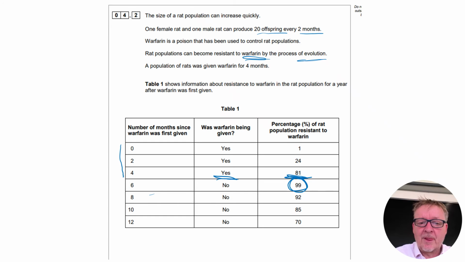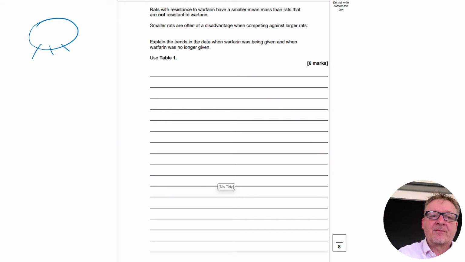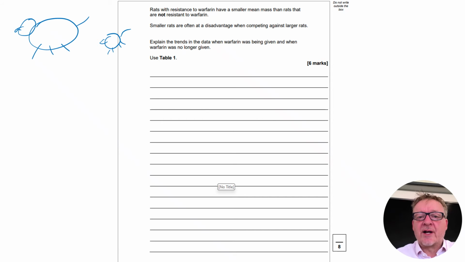That's shocking. But then you can see it goes down. It starts to go down quite slowly, but it goes down. Right, rats with a resistance to warfarin have a smaller mean mass. So the resistant rats are smaller. Okay, so there's the big rat, and there's the resistant rat. They're probably not quite as dramatically different as that. Smaller rats are often at a disadvantage when competing against larger rats. Obviously, the big rat is going to get the food better than the little rat.